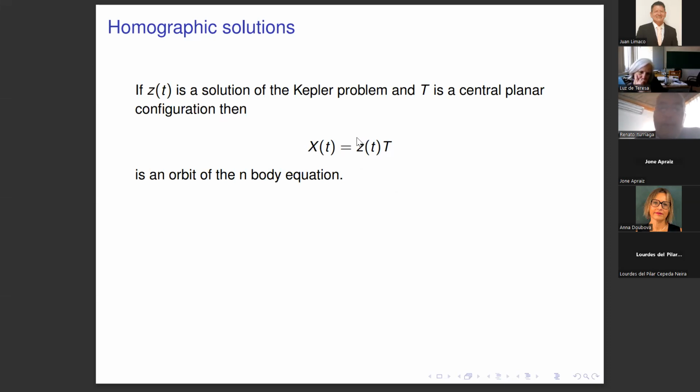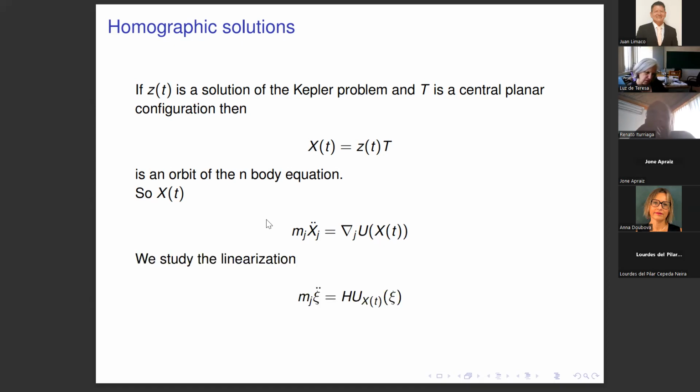And zeta of T is a solution of the Kepler problem. So you have basically two options: it's an ellipse or a hyperbola, or in particular it could be a circle, or also, in the middle, a parabola. Okay, and so this is what's going on. The equation is the following. It is a solution, so it satisfies this.